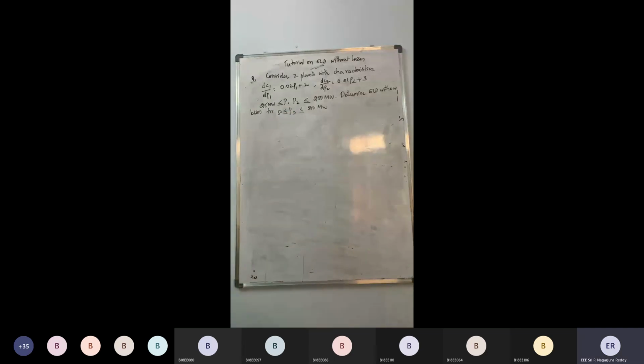Carefully see the question. Two ICs have been given for two different plants, and there is a constraint, if you carefully observe, that the generations cannot be less than 25, and cannot be greater than 250 for each of these plants. So the minimum and the maximum generations of each of these plants are 25 and 250. Now determine ELD without losses when the demand is varying from 50 to 400 megawatts.